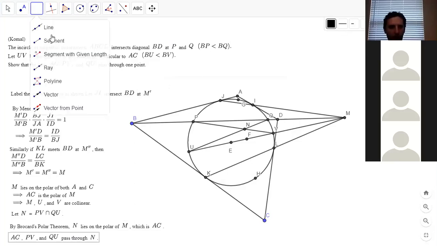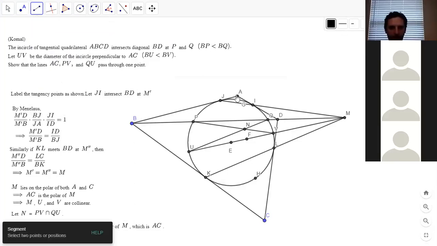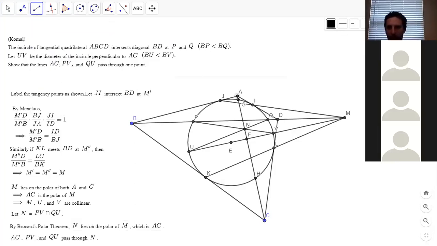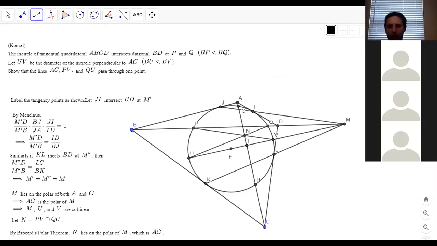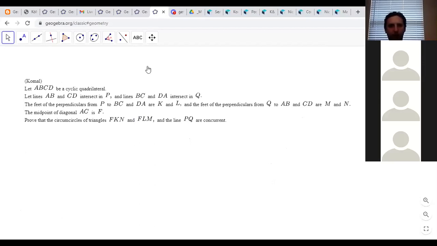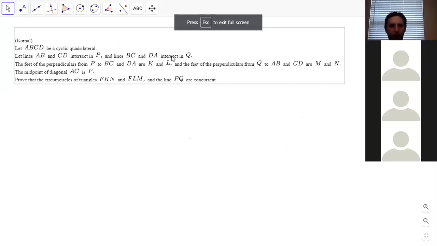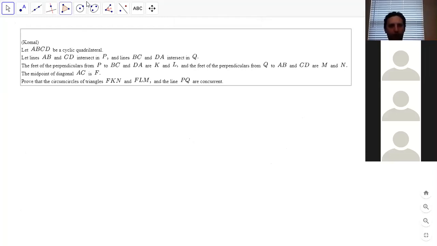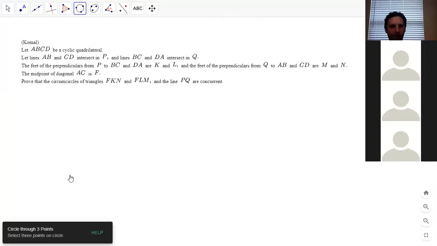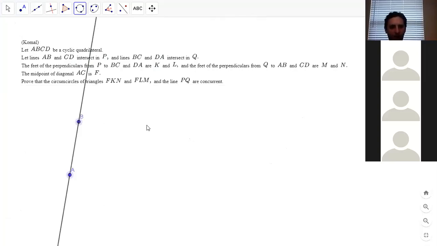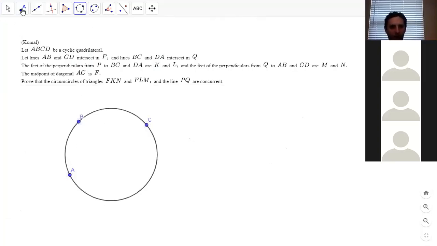All right, so let's see. Let me just draw on that segment. All right. So I chose one more from Komal. Yeah, I don't think we're gonna finish. We're gonna get to it. So let me just take a look at it. So we have a cyclic quadrilateral ABCD. And then we see where do AB and CD intersect, and BC and AB. So P and Q. Then we take the feet of the perpendiculars from P to BC and AB.